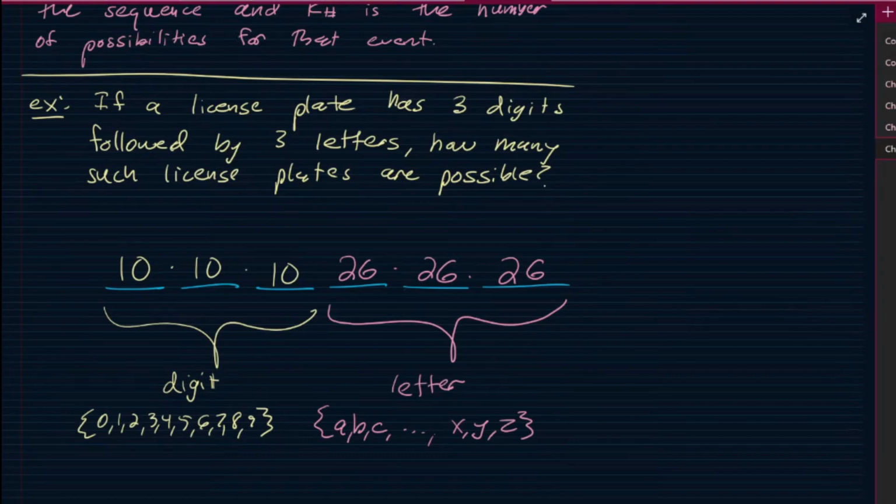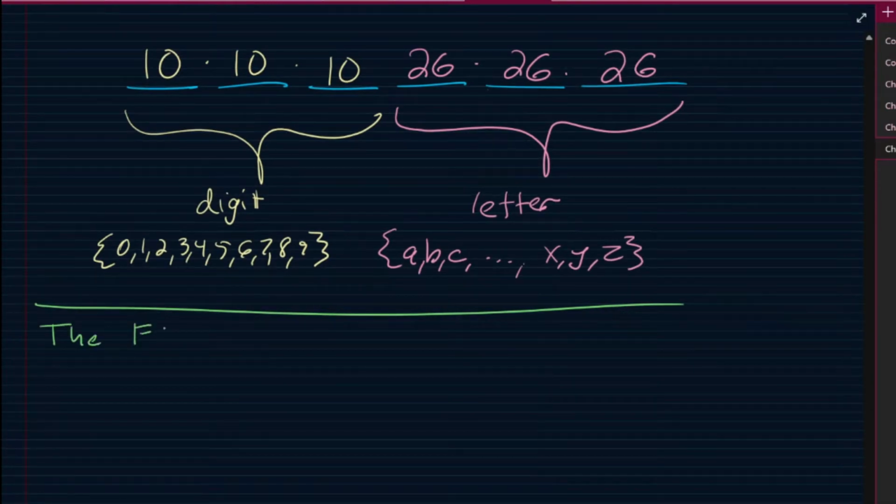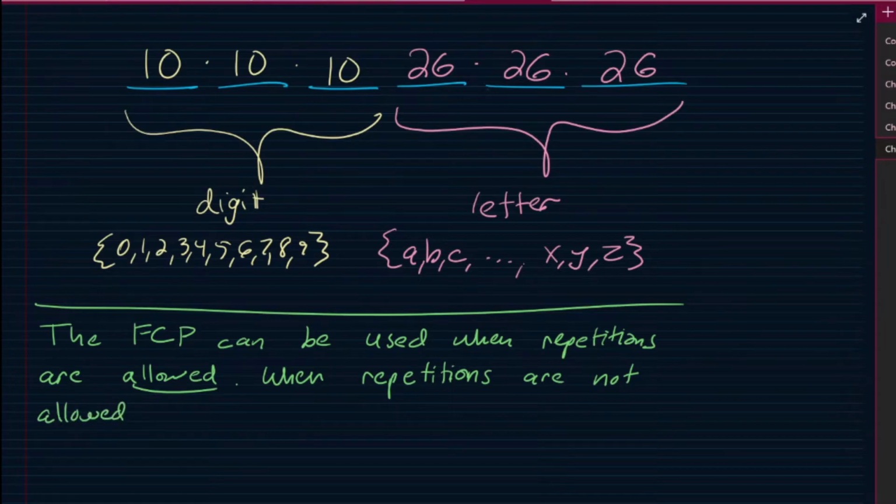I'll write here that the fundamental counting principle, which is what we just spoke about, can be used when repetitions are allowed. When repetitions are not allowed, we use what are called permutations or combinations.